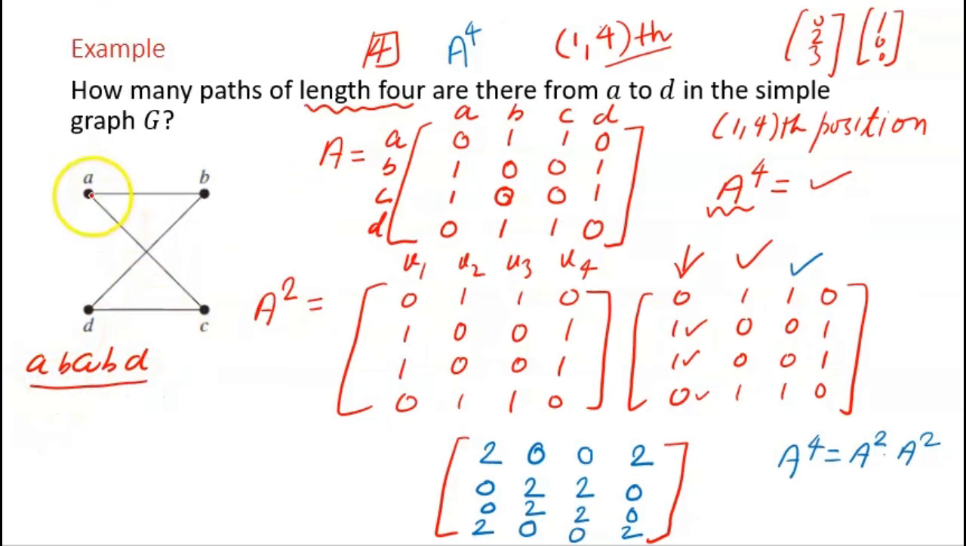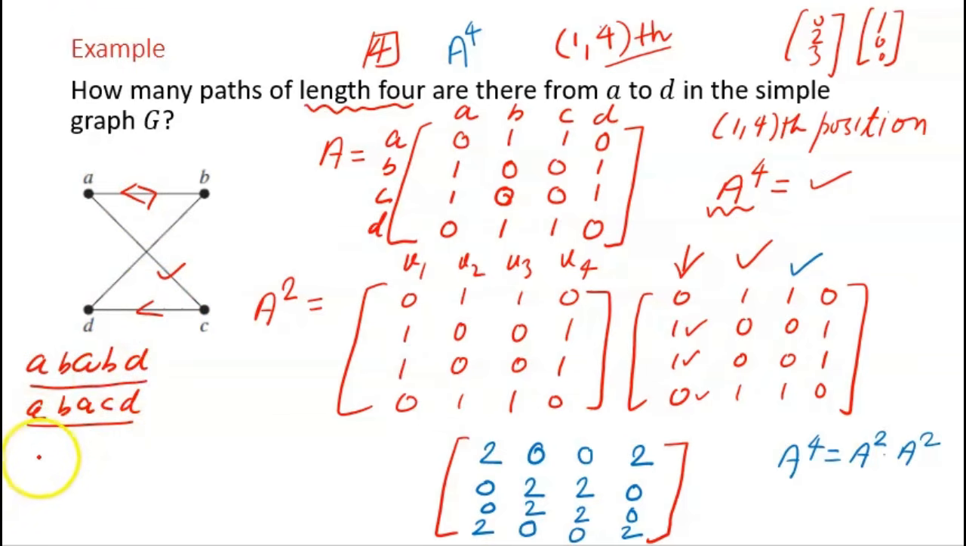The next path is A to B. I am writing here A to B length 1, then B to A length 2, and then A to C, so length 3, and then C to D, that is length 4. I repeat it: A to B, let me draw the arrow, A to B, then B to A, so 2, and then A to C 3, and then C to D 4. So this is another path of length 4.